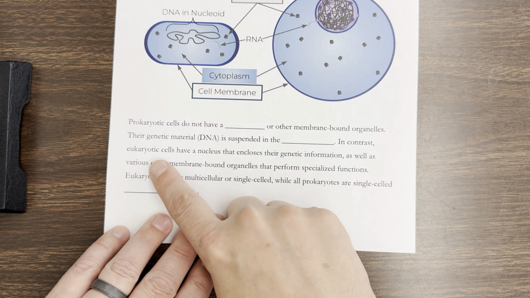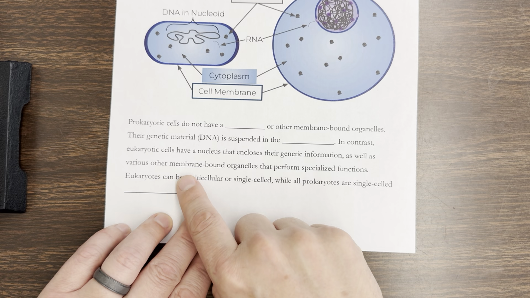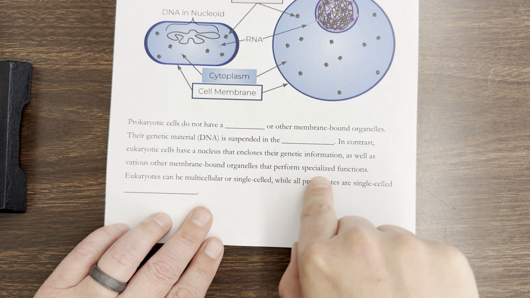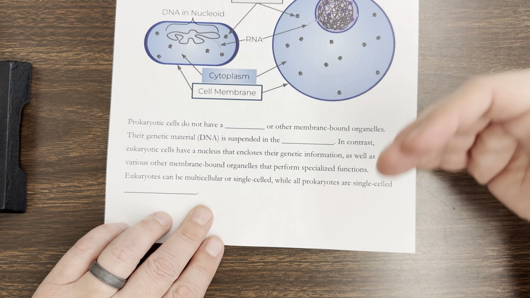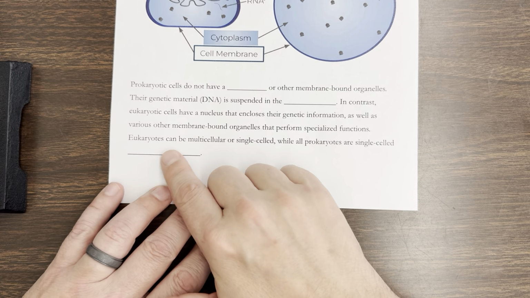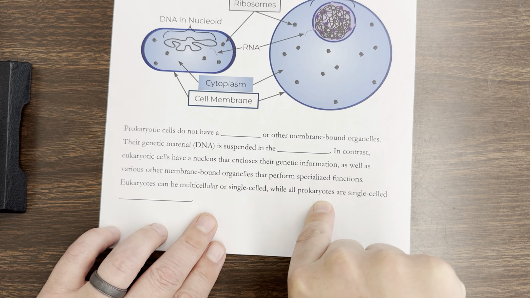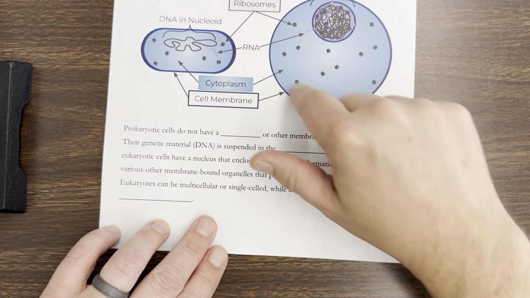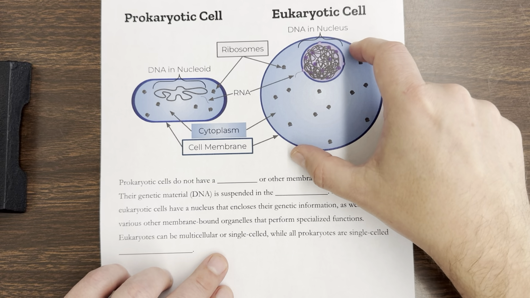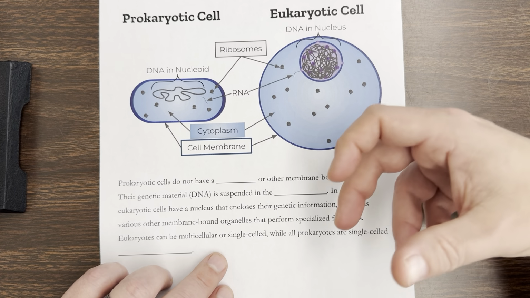In contrast, eukaryotic cells have a nucleus that encloses their genetic information, as well as various other membrane-bound organelles that perform specialized functions. That's for later; that's the next step in learning about cells. Eukaryotes can be multicellular or single-cellular, whereas prokaryotes are single-cellular organisms. So eukaryotes can be just one cell, or more commonly multicellular, where lots of eukaryotic cells come together to form something like people.